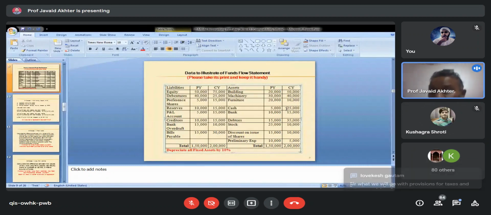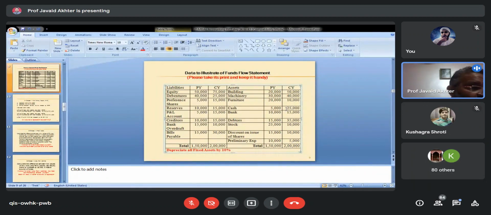Why will it happen? Now you recall the ledger of the cash account. What do you do in the cash account ledger? Sources from which you receive cash, you write on the debit side. Heads on which you spend cash, you write on the credit side. Ultimately, the difference between the two is what? Your balance. So this is how cash flow can be prepared.